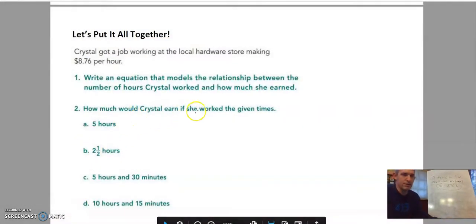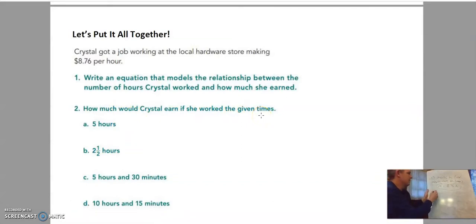Now, how much would Crystal earn if she worked the given times? Well, the cool thing is here, on number 2, they are giving me values for H. So each one of these is a different value for H. First, on 2A, H equals 5. Okay, so what do we do with that? We put it into our equation.